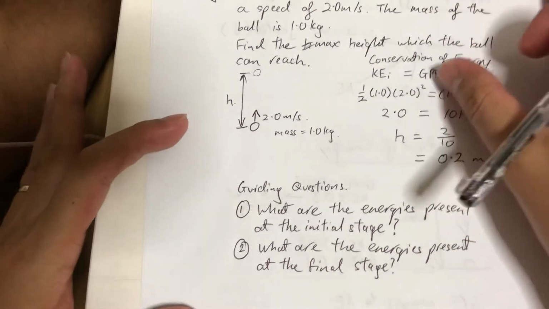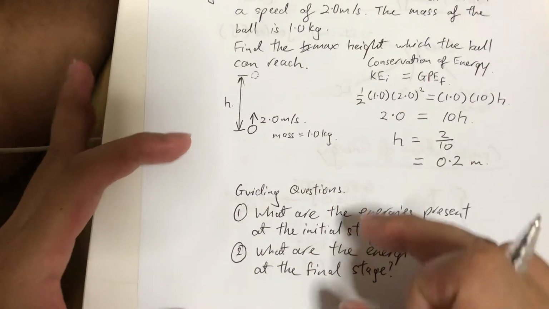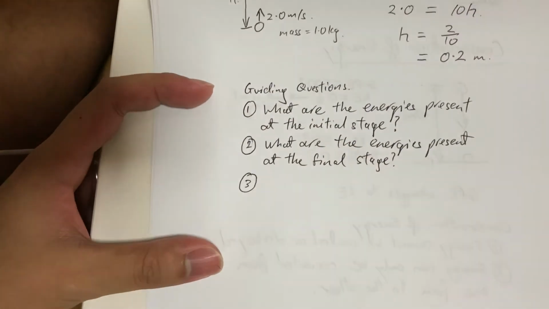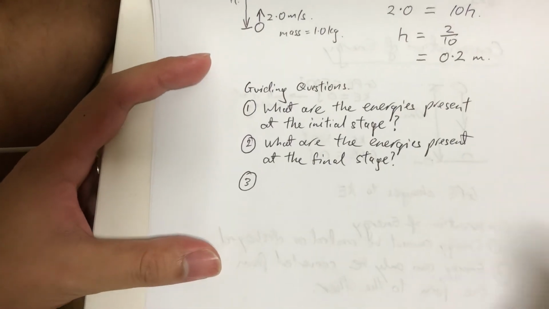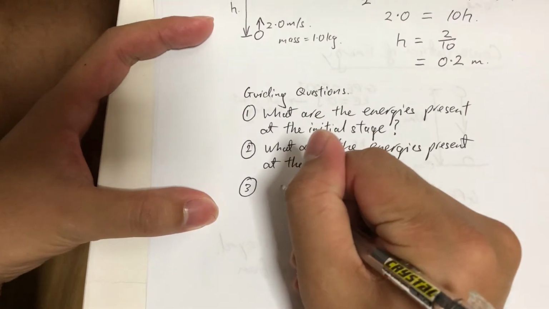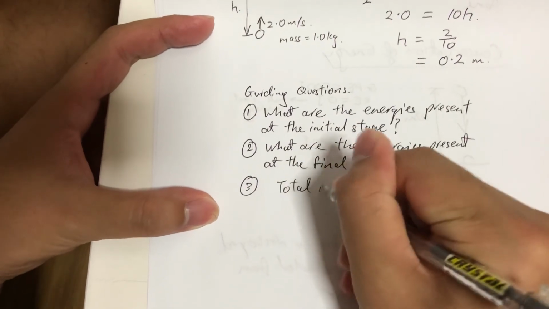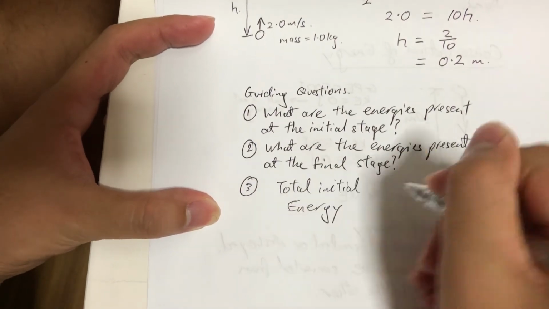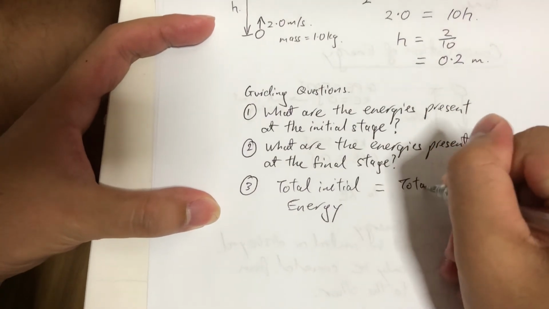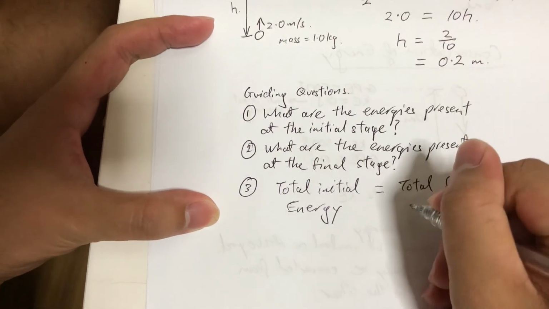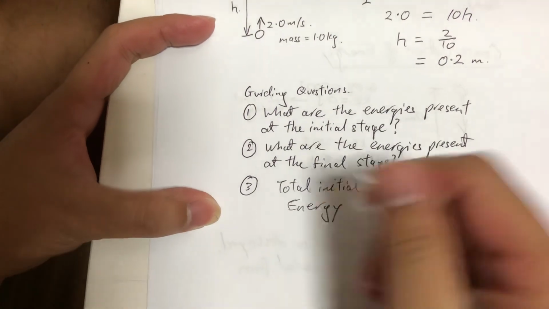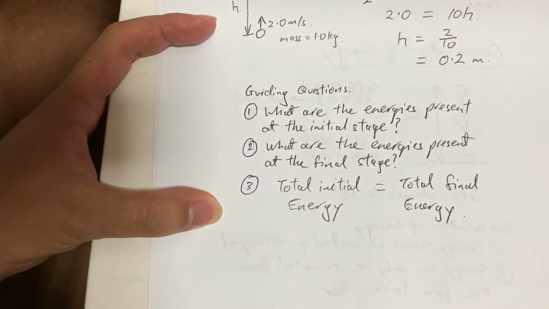With these two guiding questions and the conservation of energy, we know that these two will equate to each other. So the third guiding point would be: total initial energy is equal to total final energy. This is our conservation of energy.